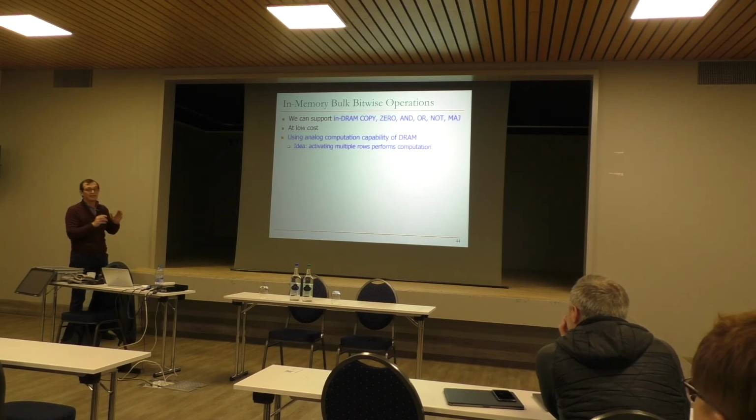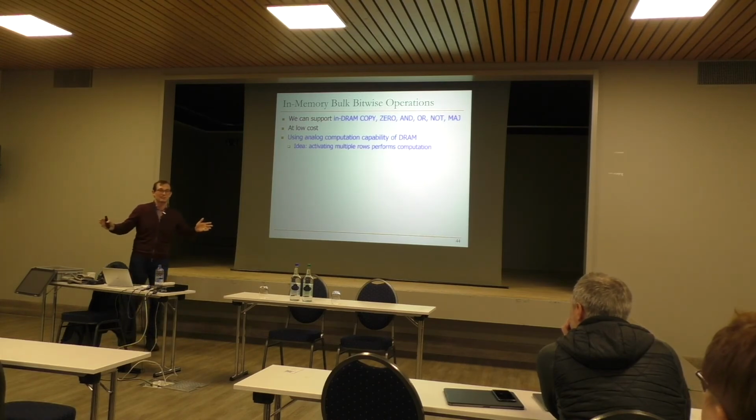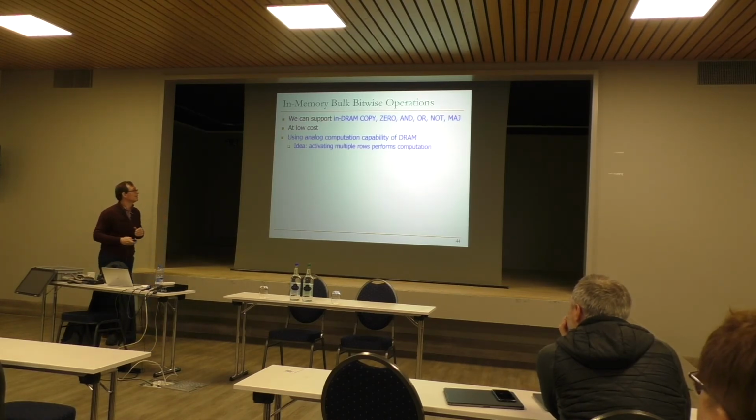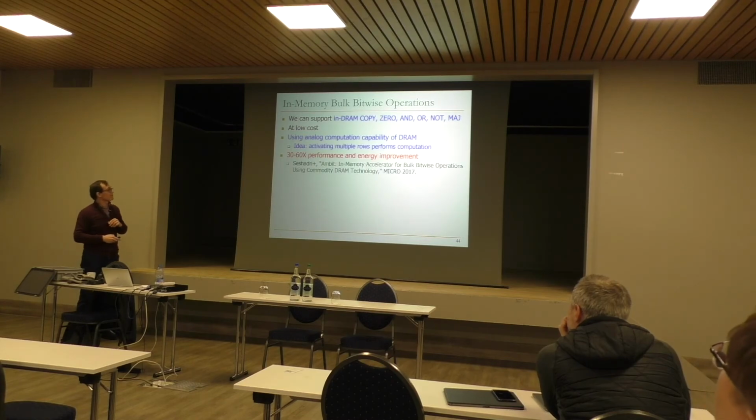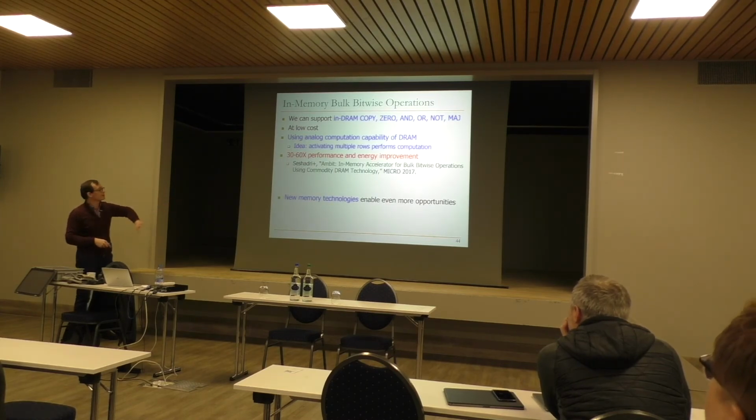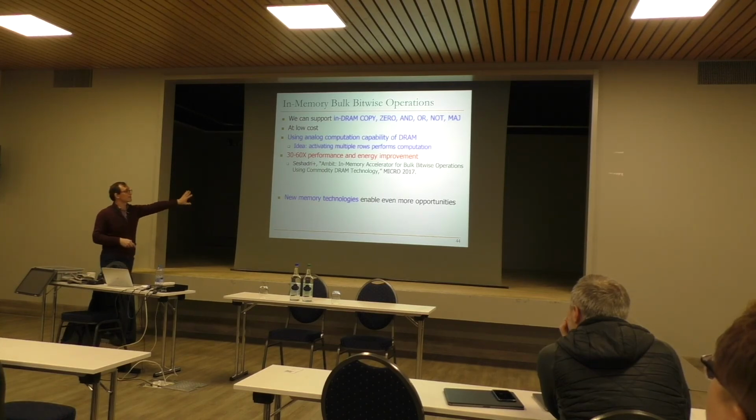Basically, we're going to activate multiple rows. And it turns out activating multiple rows concurrently performs computation because of the charge sharing nature of DRAM. I'm going to show you some performance results, and we're going to look at that paper. But before I go into that, new memory technologies are all capable of something like this, actually.